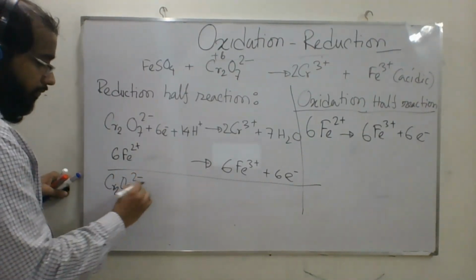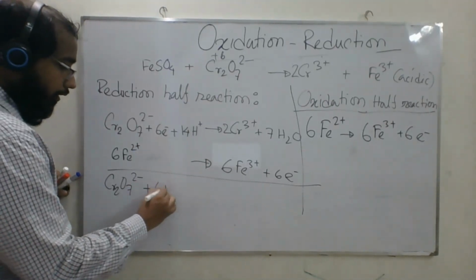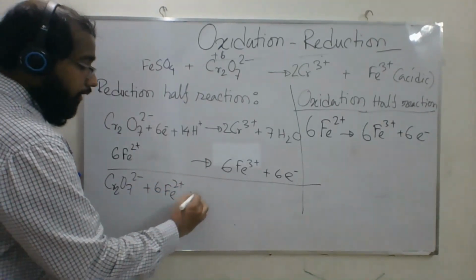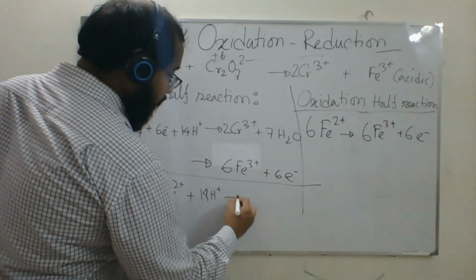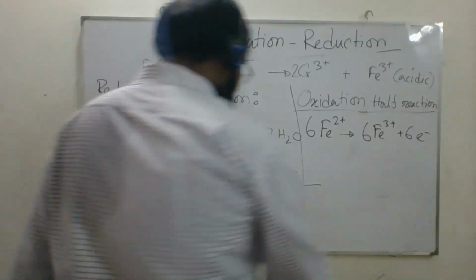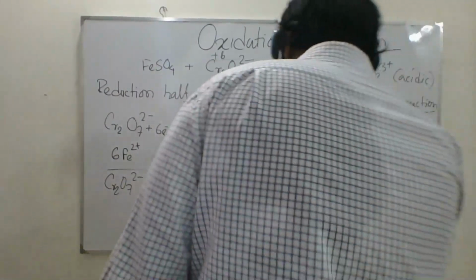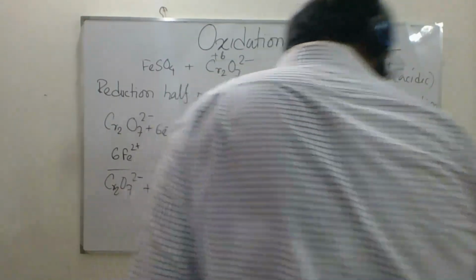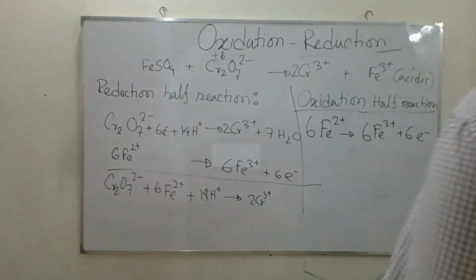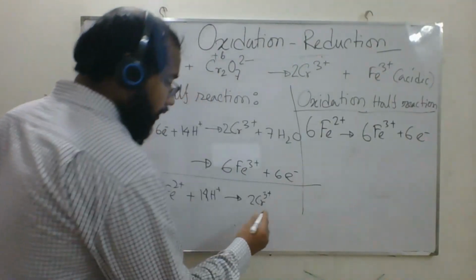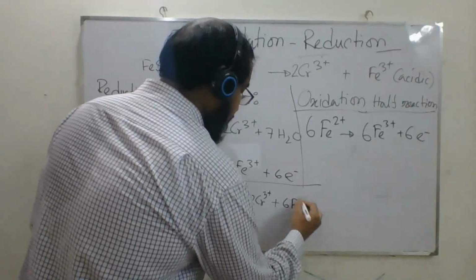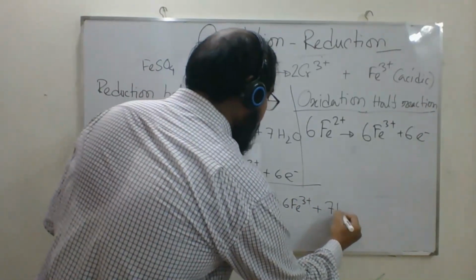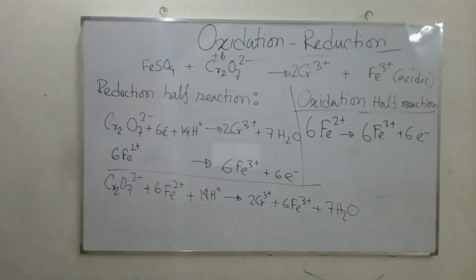So Cr2O7 2 minus plus 6 Fe2 plus plus 14 H plus is converted to 2 Cr3 plus, and then 6 Fe3 plus, 7 H2O. Okay, so this is the balanced equation.